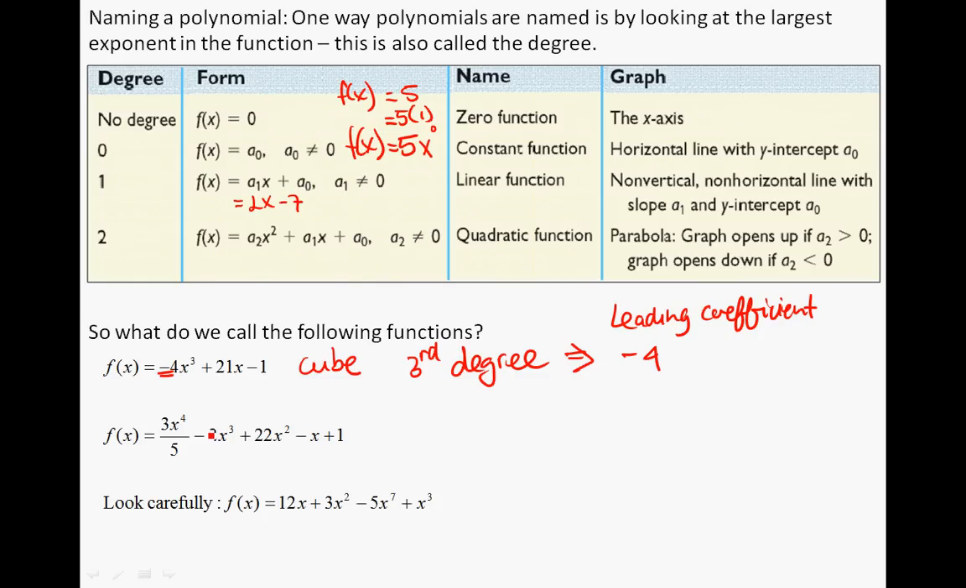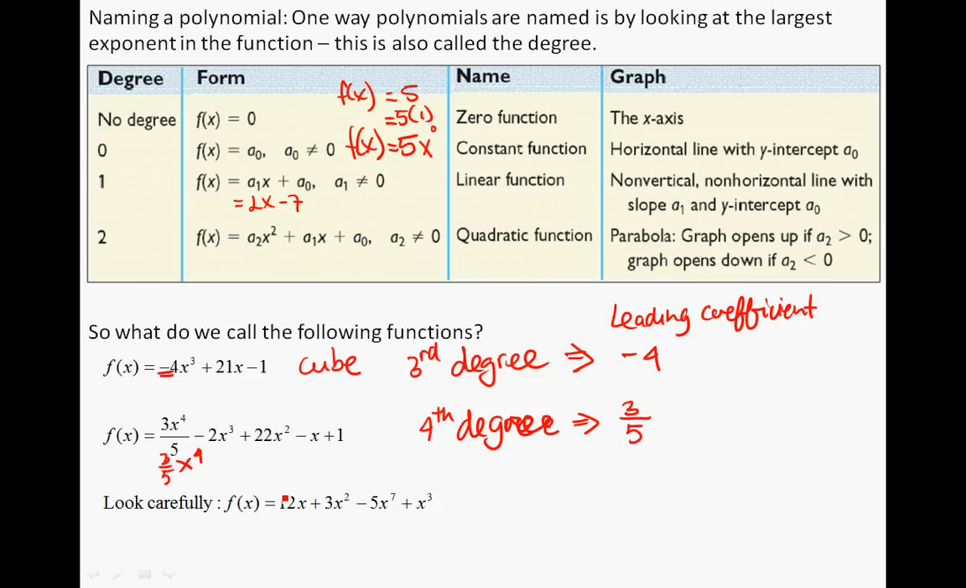So here the largest exponent is 4, so you can just call this a fourth degree. They do have a name for it, but you don't really have to know that. That's the degree. And the leading coefficient here is 3 over 5, because again, keep in mind you could write this as 3 over 5 x to the 4th.